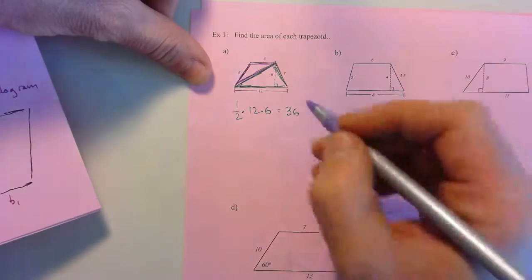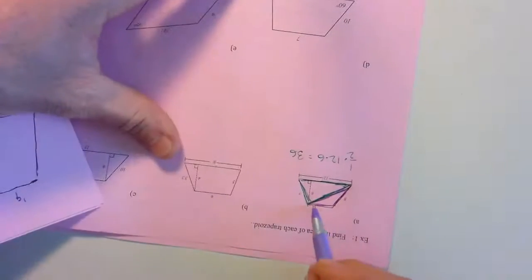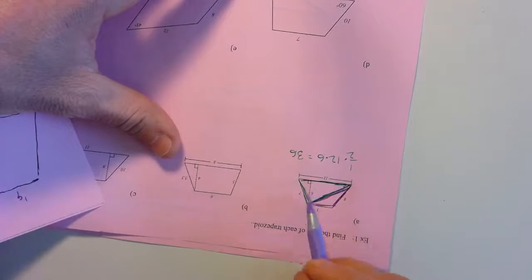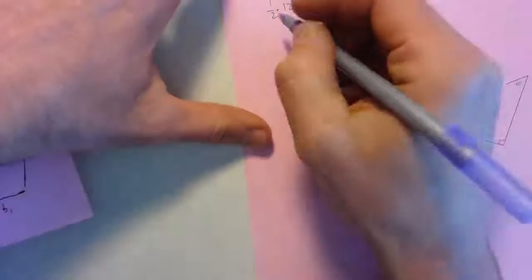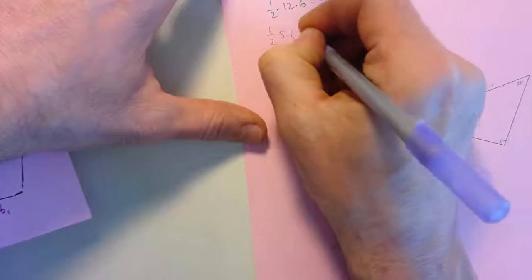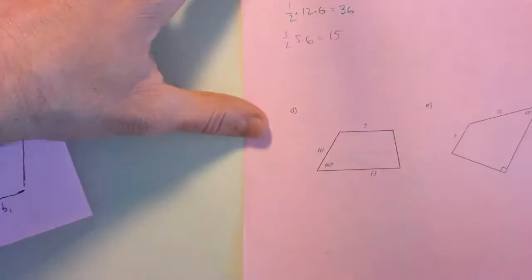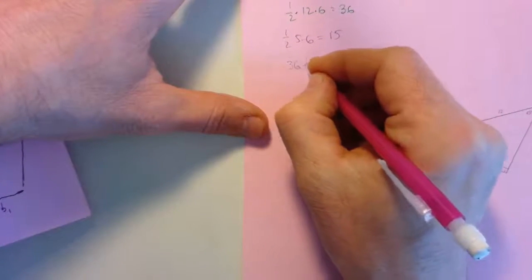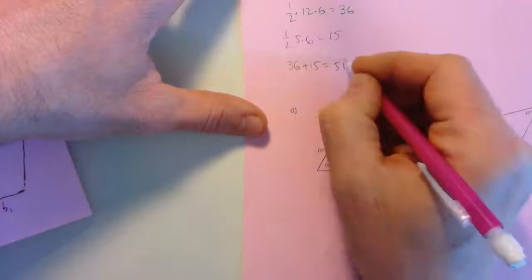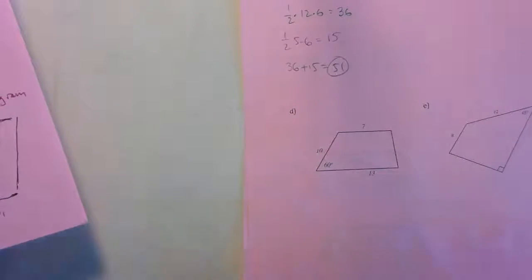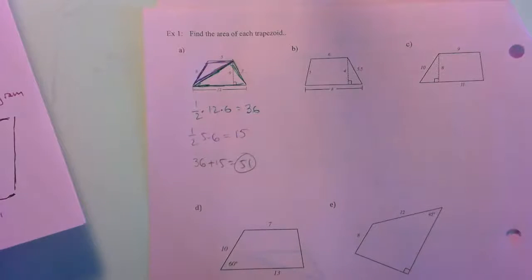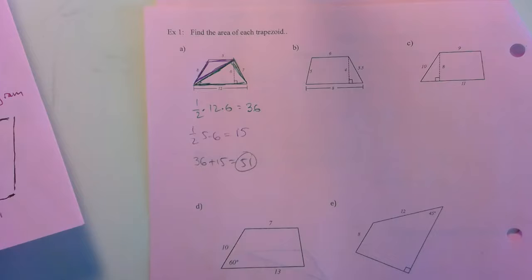The purple triangle, I'll spin it around for myself. Here's the height, that's at a right angle. So the height is 6, the base is 5. 1/2 times 5 times 6 is going to be 15. Add those 2 together, 36 and 15 is 51. All methods should give you 51. If you say, I got a different answer because I did it a different way, then you did it wrong. It has to be that same answer, no matter what. So that's how you do A.